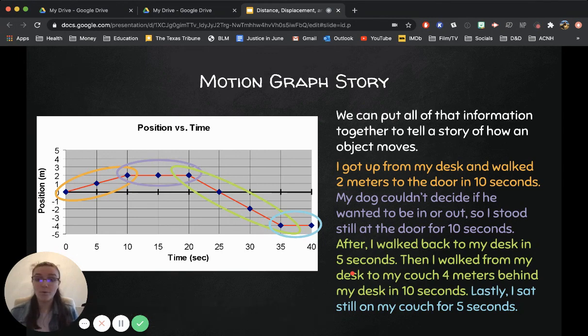You could also go the other way. From a story, you can draw the graph. And that's going to be the stuff that we are practicing with next.